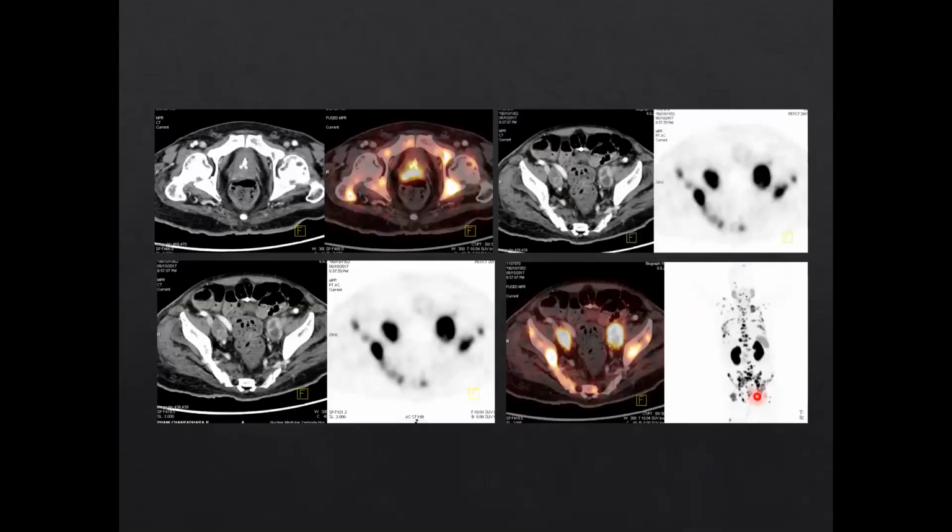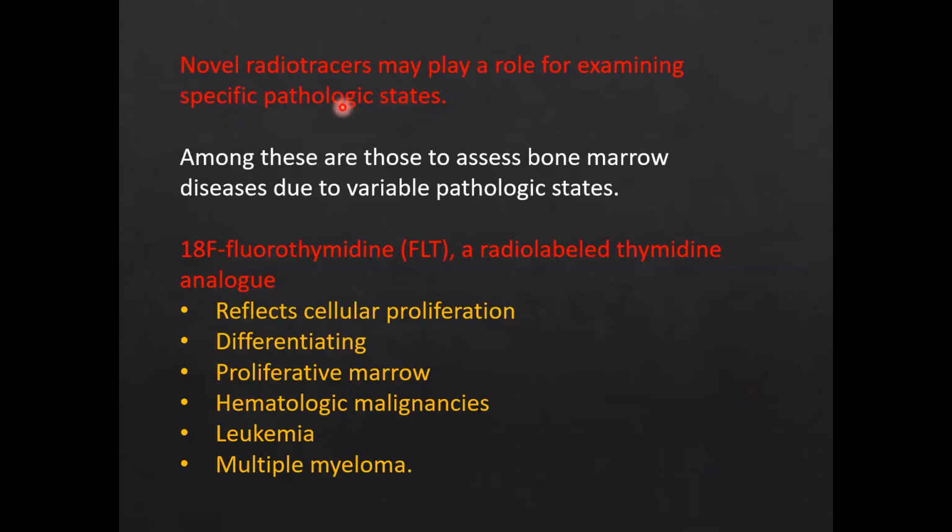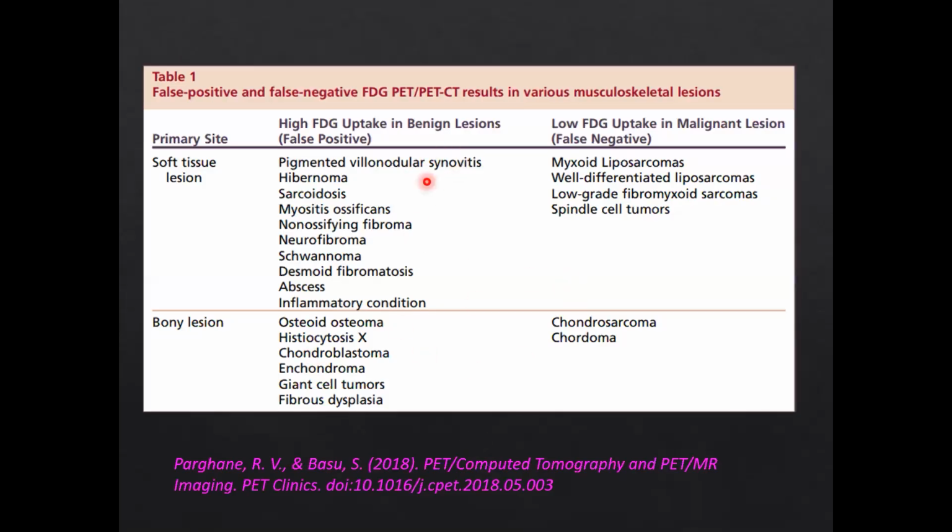Coming to novel radiotracers which may play a role for examining specific pathologic states, among these are those to assess bone marrow diseases due to variable pathologic states. So you have 18F fluorothymidine, a radiolabeled thymidine analog which reflects cellular proliferation, differentiating proliferative marrow, hematologic malignancies, leukemia and multiple myeloma. This is something I have already shown you before starting the cases. It is the same thing. So you have high uptake in benign, low in malignant lesions.